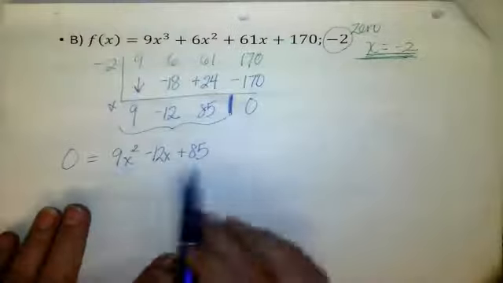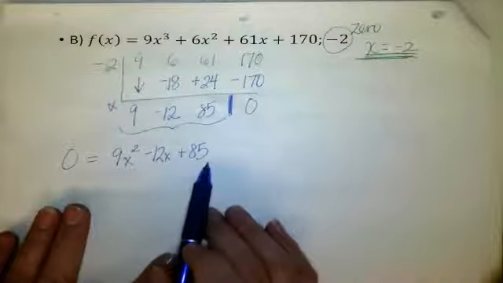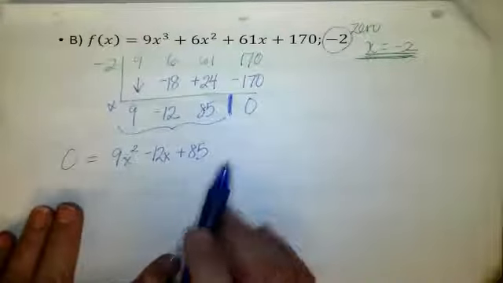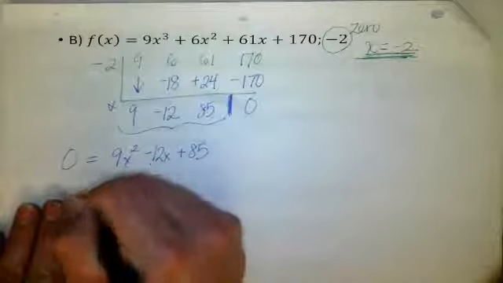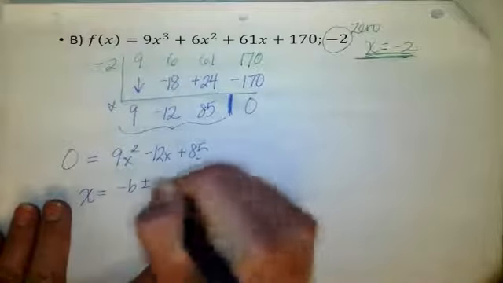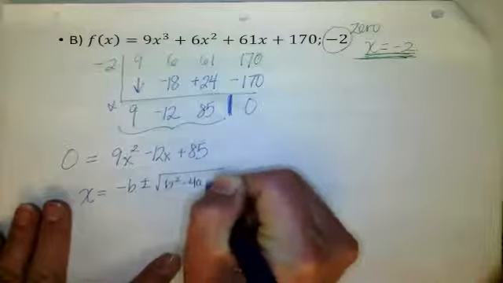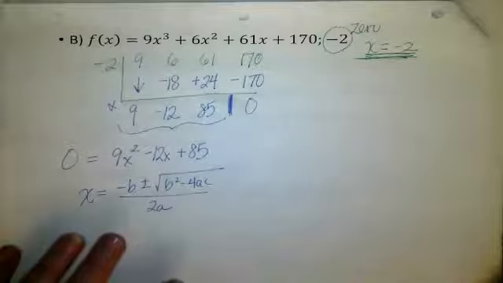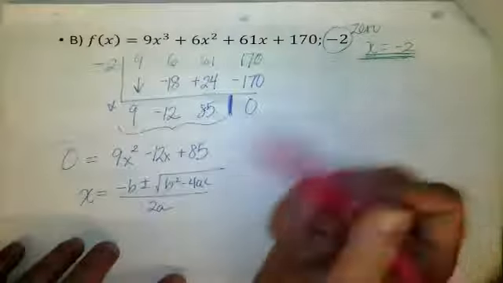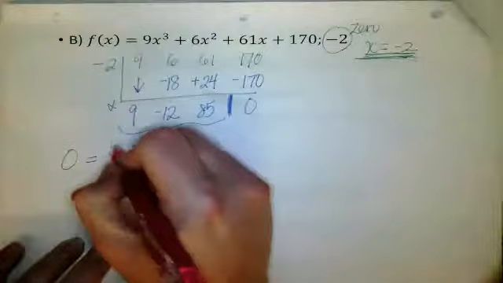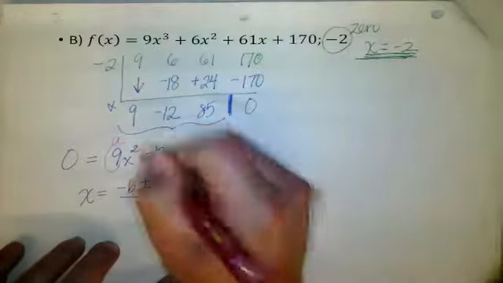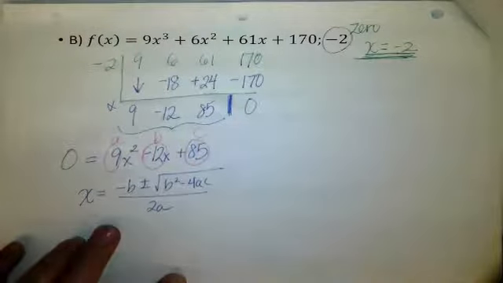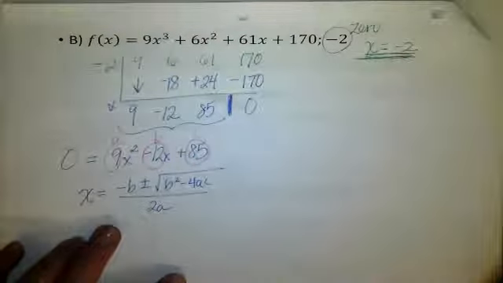And again, I'm going to try to factor this, but those numbers are so big, I don't even want to bother. So I'm going to go to the quadratic formula. So the quadratic formula is x equals the opposite of b plus or minus the square root of b squared minus 4ac all over 2a. And before I can use that quadratic formula, I'm going to figure out my a, b, and c. So what's the a value? 9. And the b? -12. And the c? 85.